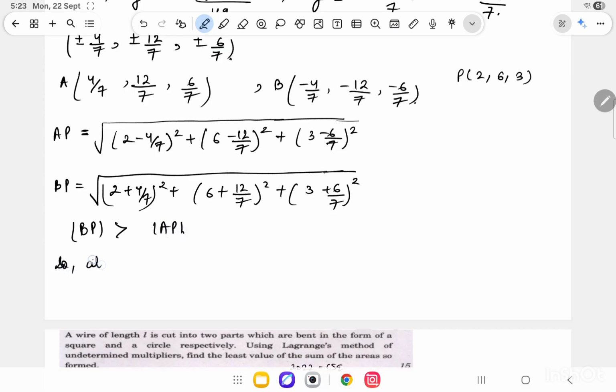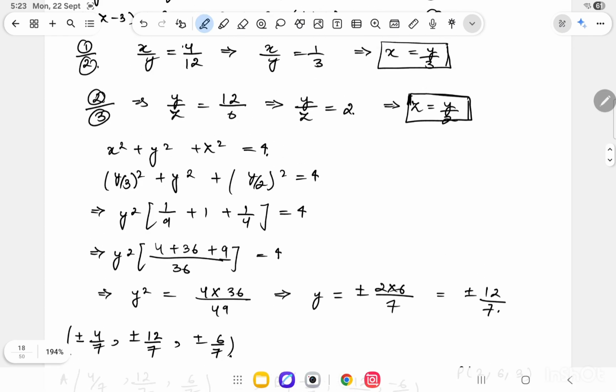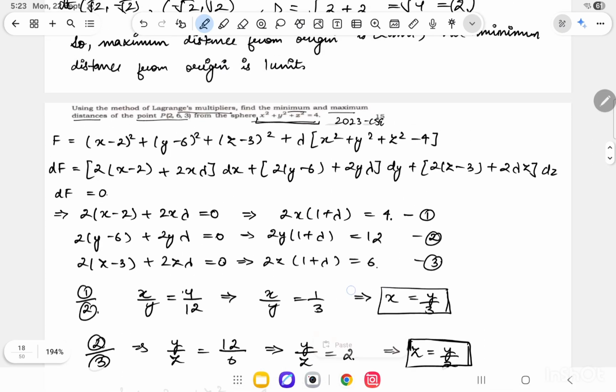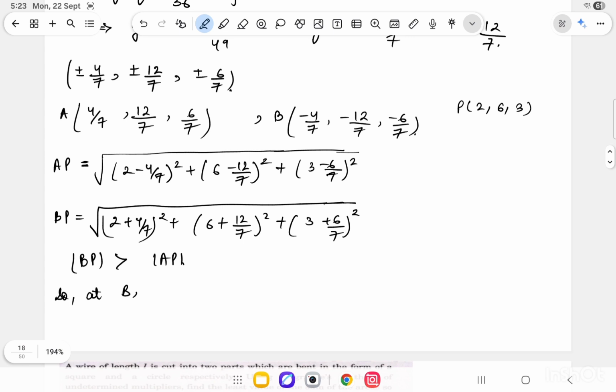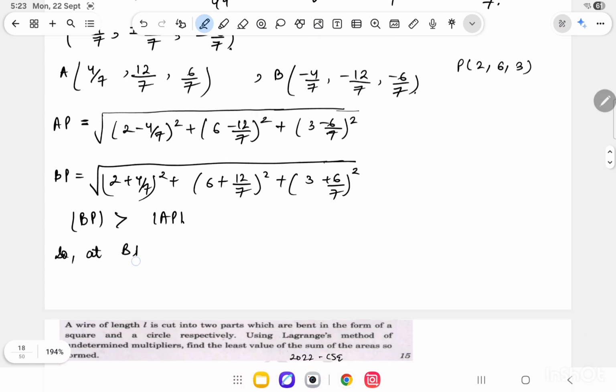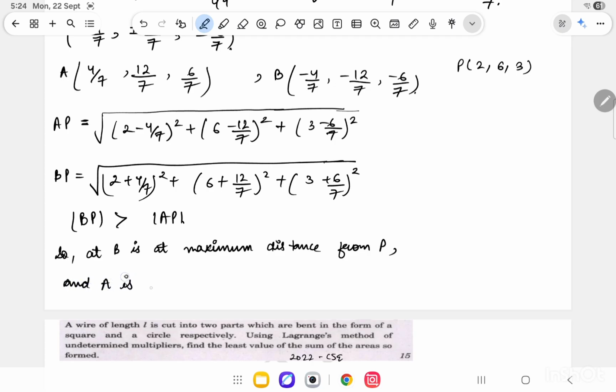So at point B, are we supposed to find the minimum and maximum distances? So these are basically the minimum distances. So at point B, B is at maximum distance from P, and A is at minimum distance from P, and the respective distances we can just simplify.